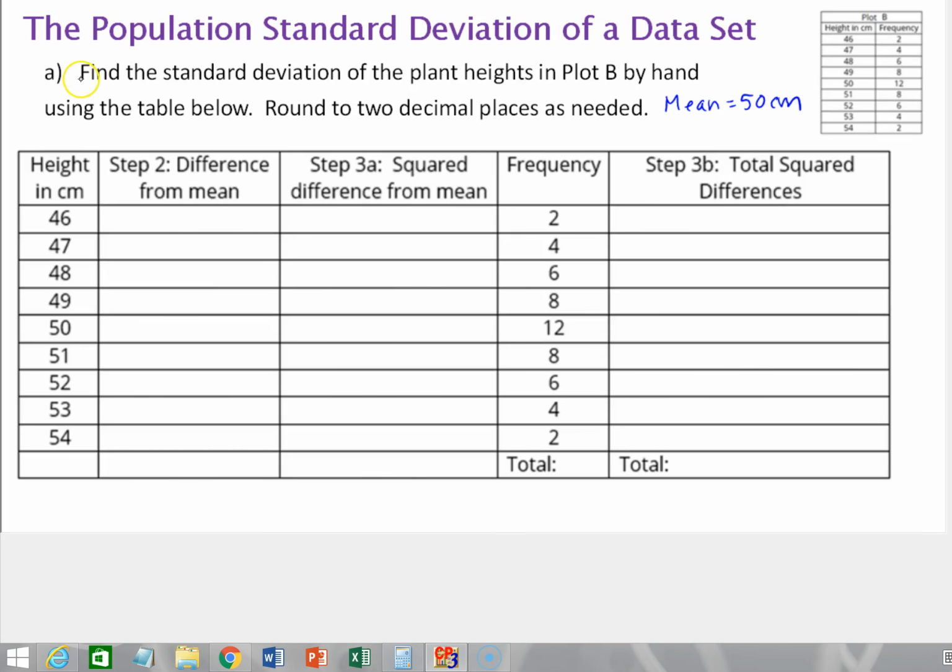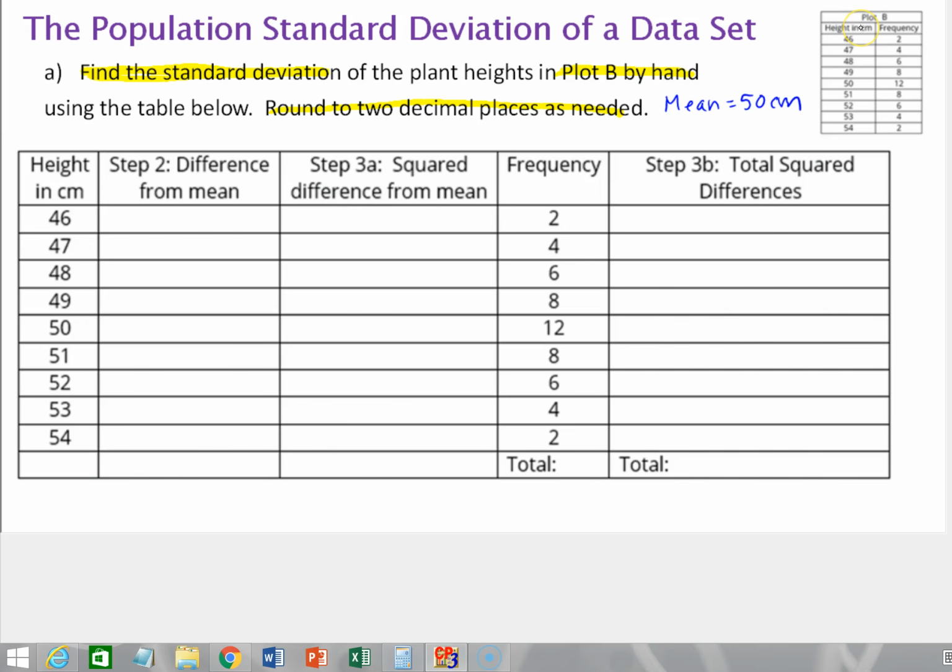So for question A, we're asked to find the standard deviation, and in this course we're going to always find the population standard deviation of the plant heights in plot B by hand using the table below, round to 2 decimal places as needed.